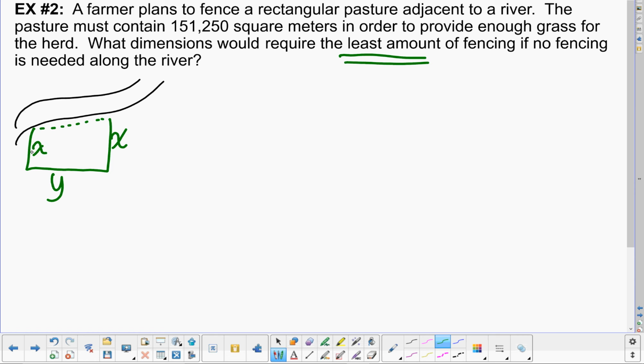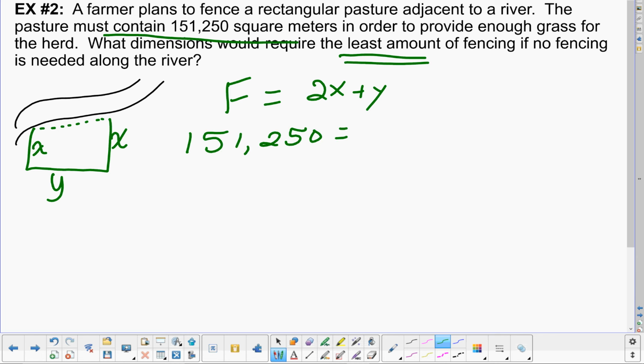So really all we have to do is fence along 3 sides of this. So I know that my fencing, I'm going to call it F, is equal to x plus y plus x, so 2x plus a y. And then the other thing that we were given was that we had to have 151,250 square meters. So that would be the area of this pasture: 151,250 is equal to x times y.